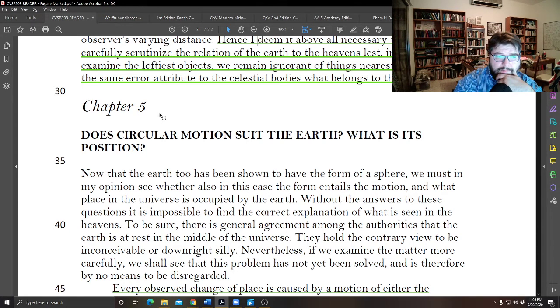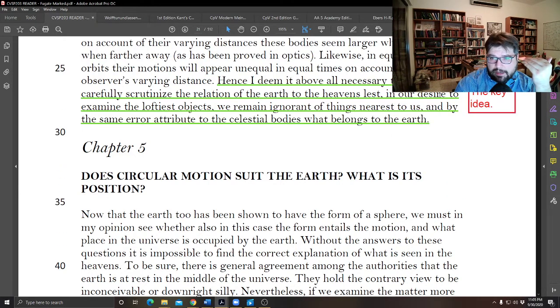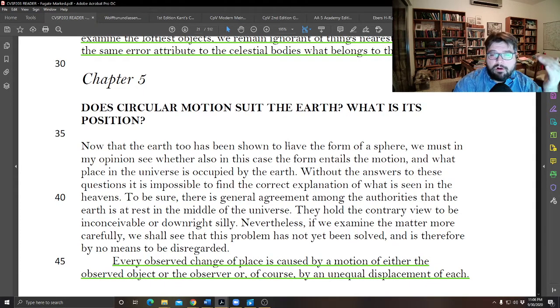So chapter 5, does circular motion suit the Earth? So now he's moved on to his main idea, right? This is where he's starting to justify this main idea that maybe the Earth moves. And you should pay attention because you'll notice here there's no data, there's no empirical evidence he's going to present. In fact, he's not even going to be able to present any very strong arguments that the Earth moves. He doesn't have any. Most of his arguments appeal to the kinds of intuitions about how nature operates that were typical of Aristotelian philosophy. He actually is kind of using Aristotelian reasoning to argue that it's suitable for the Earth to move.